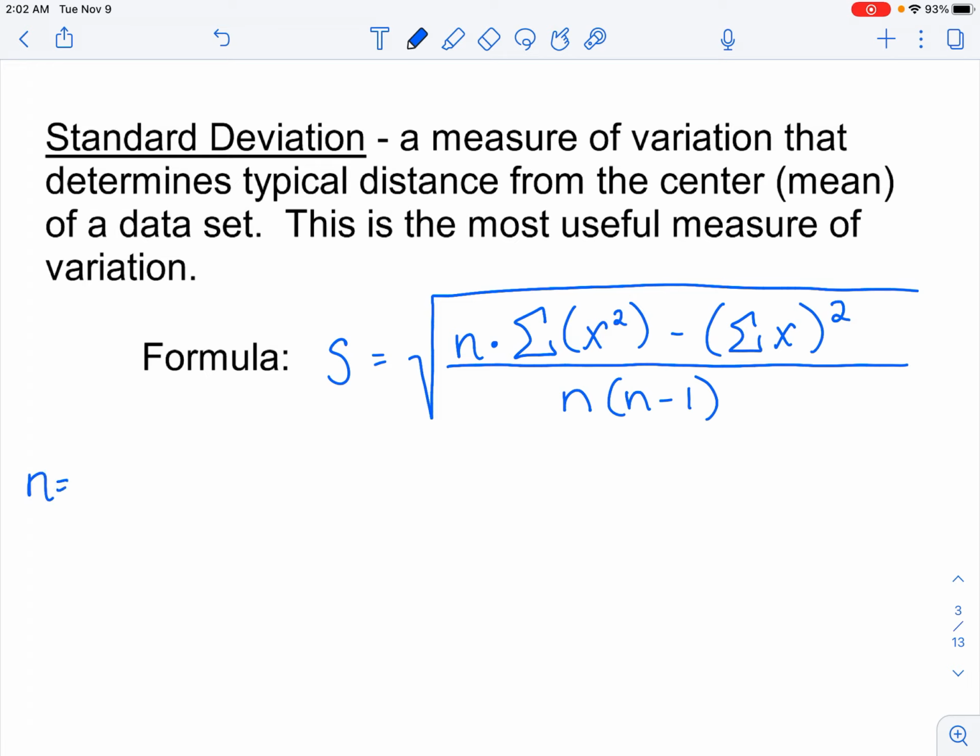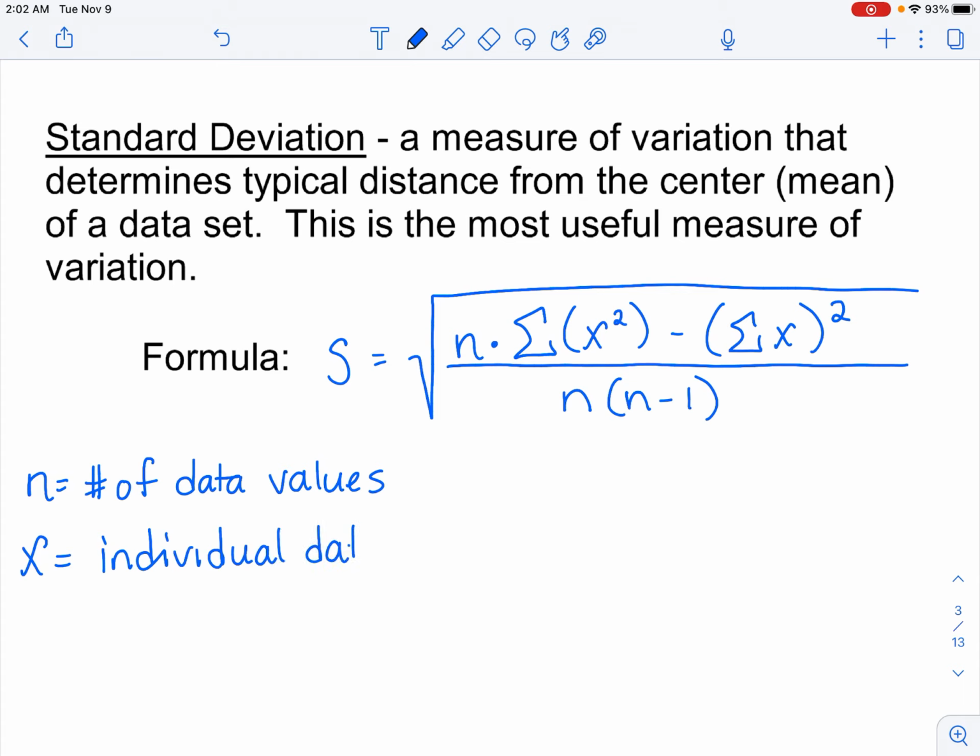So n is the number of data values in the set. X are the individual data values, and the sigma symbol means find the sum of.